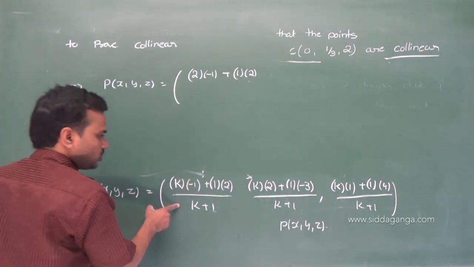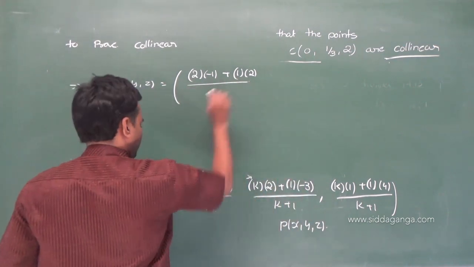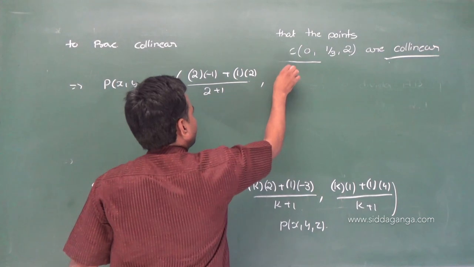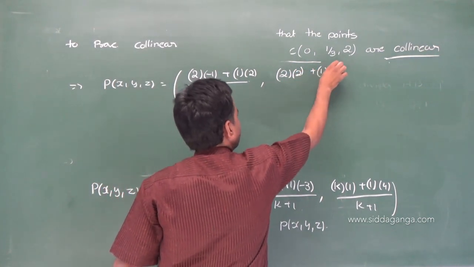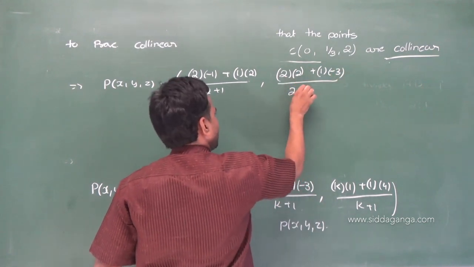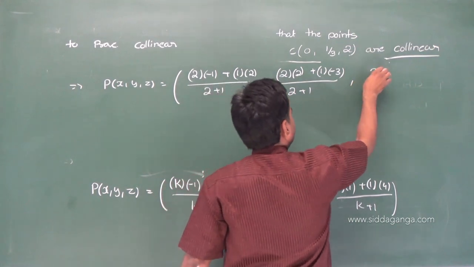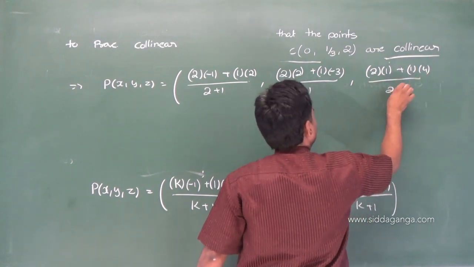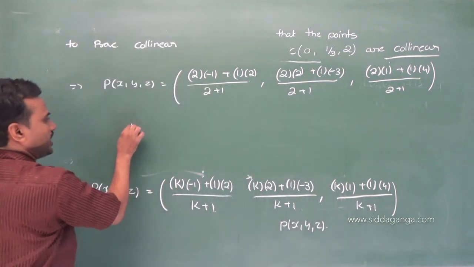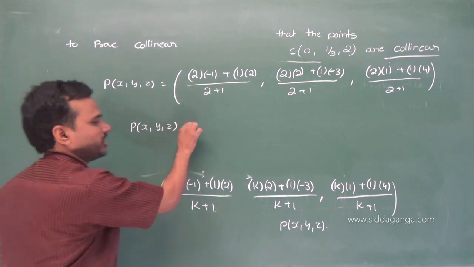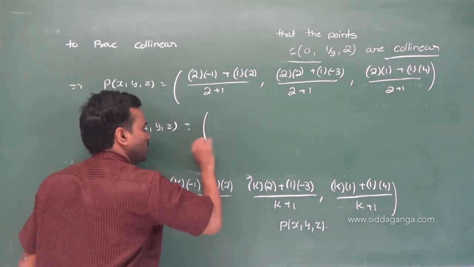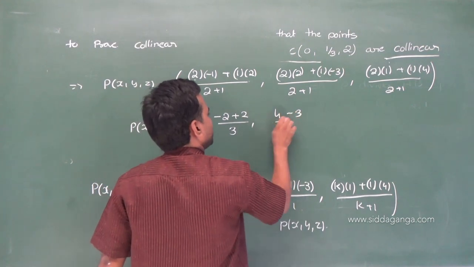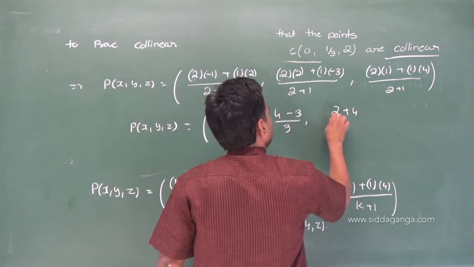Substitute the value of K in X coordinate, Y coordinate and Z coordinate divided by 2 plus 1. X coordinate is over. Y coordinate: 2 into 2 plus 1 into minus 3 divided by 2 plus 1. Z coordinate: 2 into 1 plus 1 into 4 divided by 2 plus 1. Find out P of x comma y comma z. So minus 2 plus 2 divided by 3, 4 minus 3 divided by 3, 2 plus 4 divided by 3.